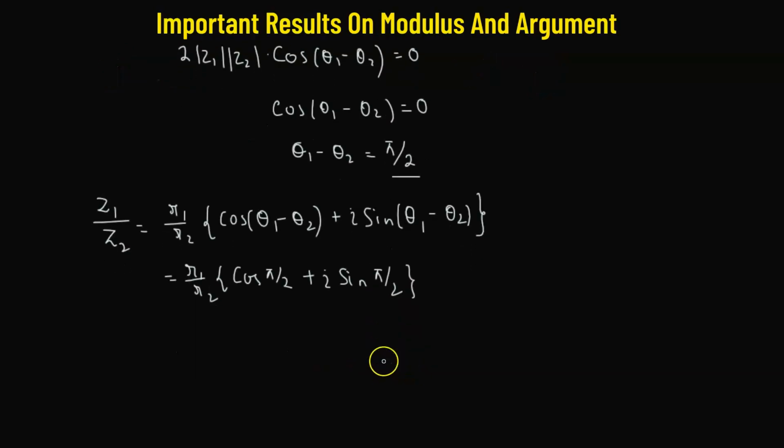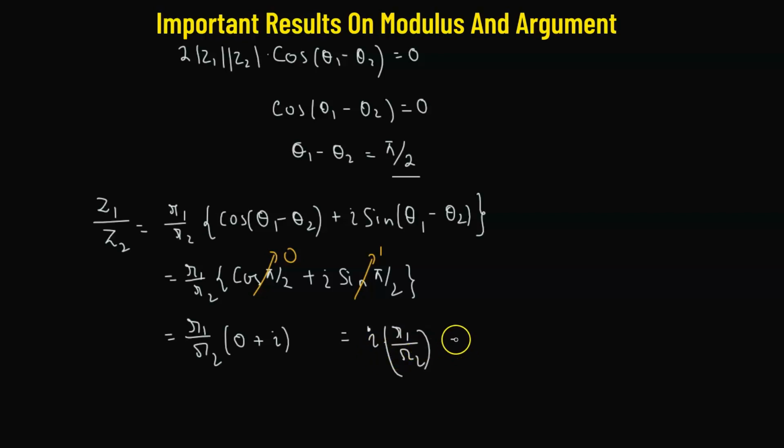Now we know that cosine of pi over 2 goes to 0, and sine of pi over 2 goes to 1. This leaves us with a final value of r1 over r2 multiplied by 0 plus iota, or simply iota times r1 over r2. So r1 over r2 is just a number, and this number is multiplied by the imaginary number iota, which means this is a purely imaginary number. So whenever we divide a complex number by a complex number and the result is purely imaginary, it means there will be no real part.